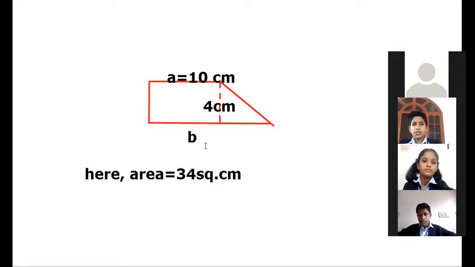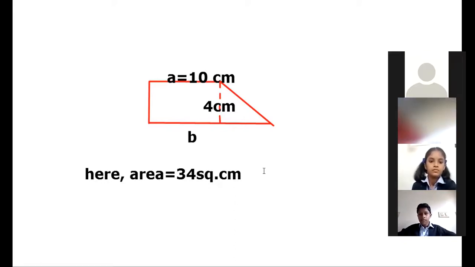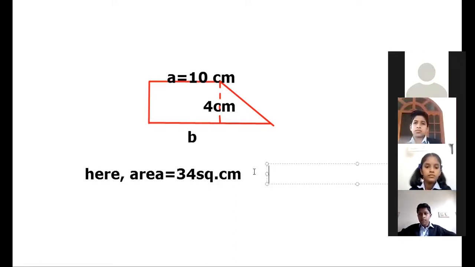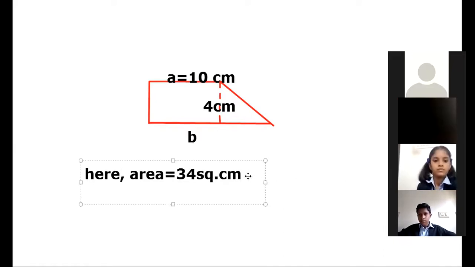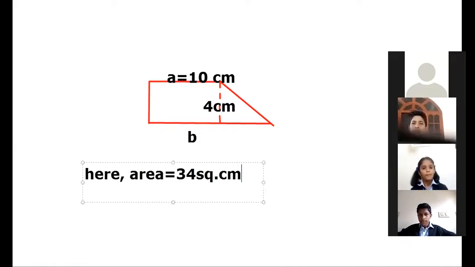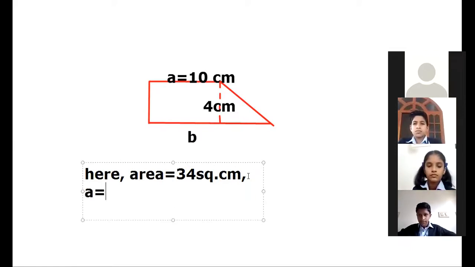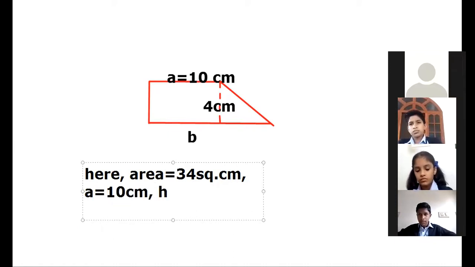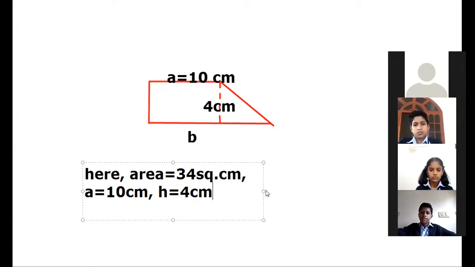Okay, now here area is 34 square centimeter, and we have a equal to 10 centimeter, that means one parallel side is equal to 10 centimeter, and height is also given, h is equal to 4 centimeter, which is also given in the question. These three data are given in the question.